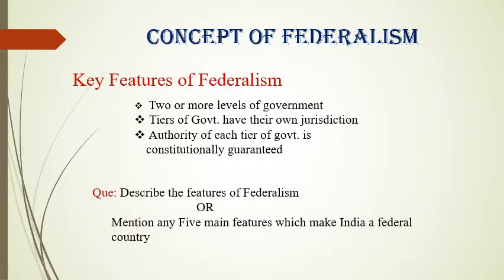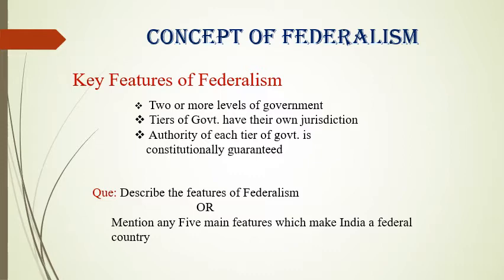Okay students, what about the concept of federalism? Listen, federalism is a system of government in which the power is divided between a central authority and various constituent units of the country. That means division of the power among the central government and state government. A federation has two levels of government. One is the government for the entire country, called the central government, and the second is governments at the level of provinces or states, called the state government.